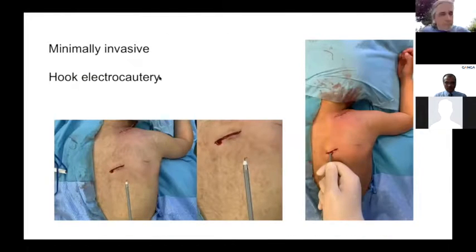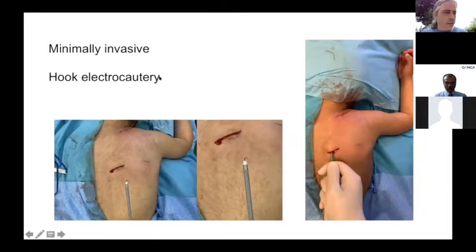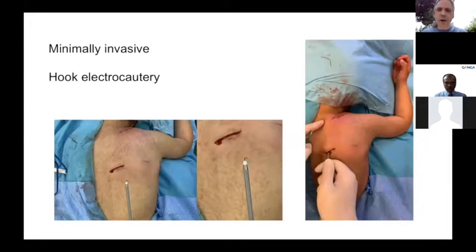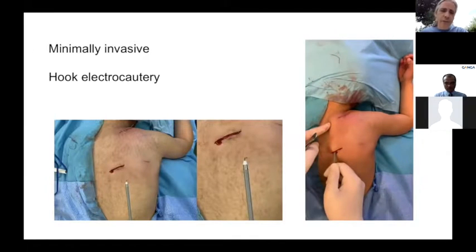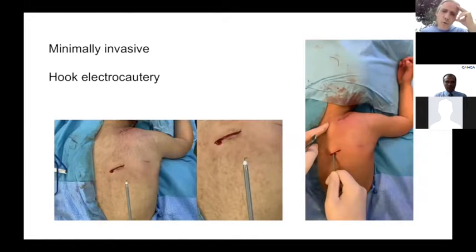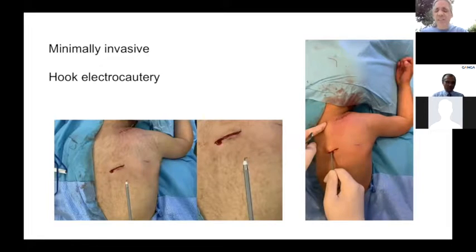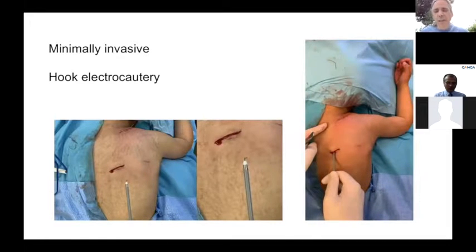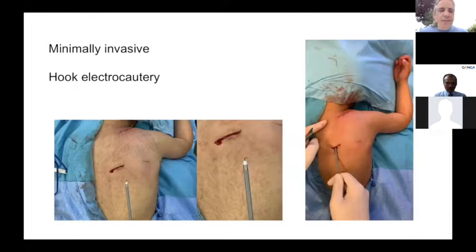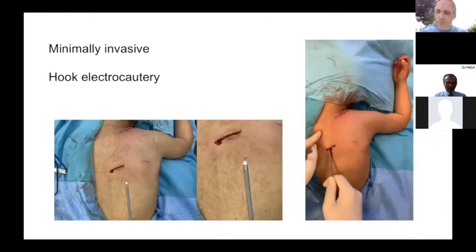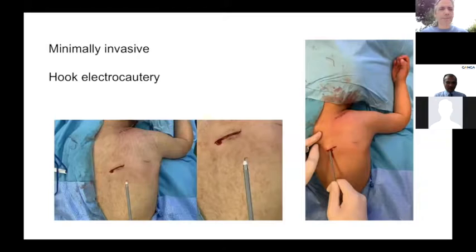So I don't do arthroscopy. I don't do endoscopy. Currently I'm doing the same procedure, but percutaneously, using this hook electrocautery, and the results are similar. And in that way, logistically it's easier for me. I don't depend on my colleague.